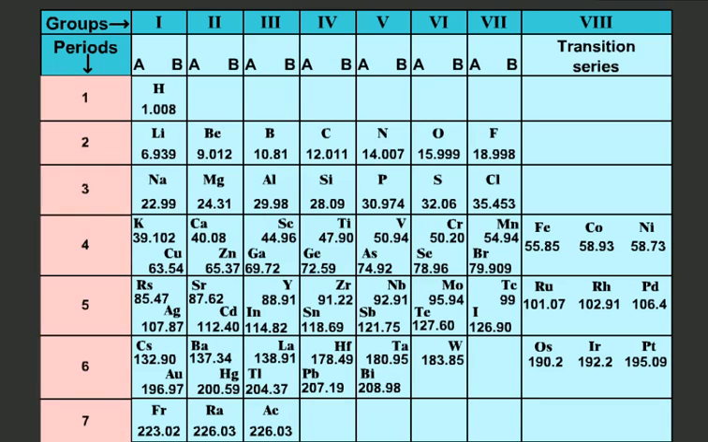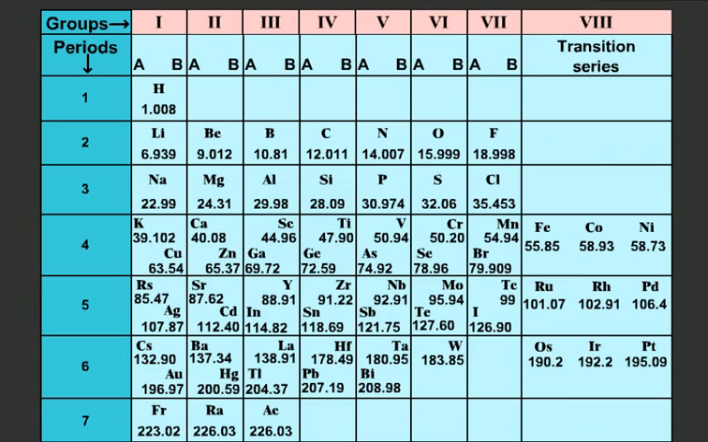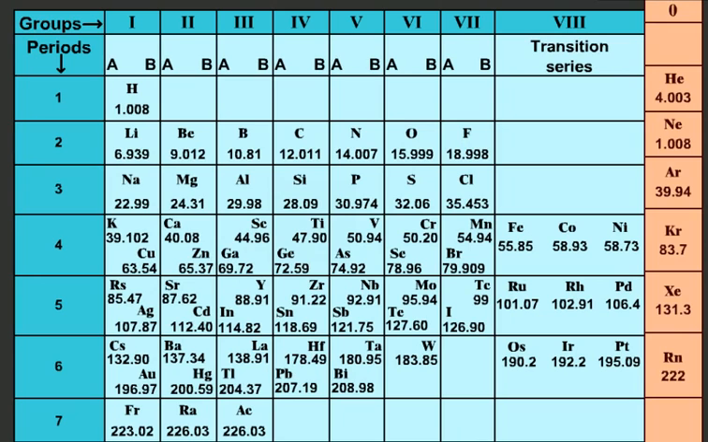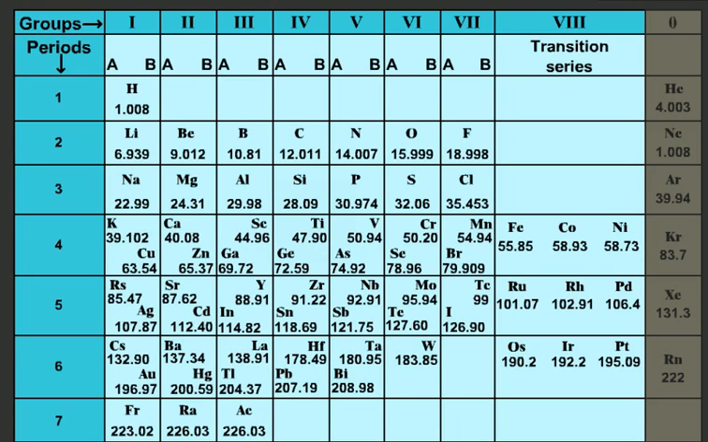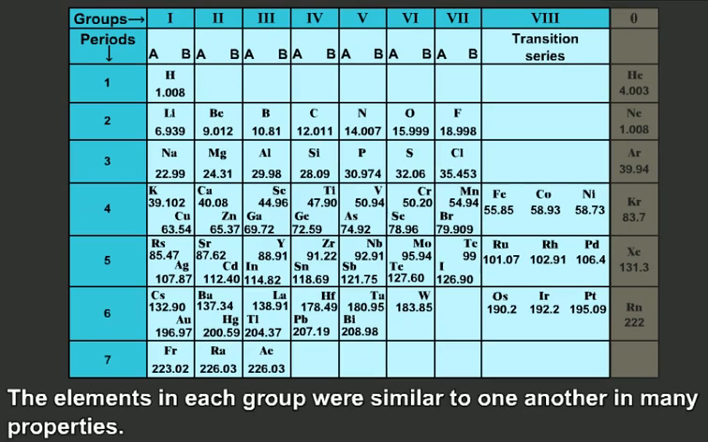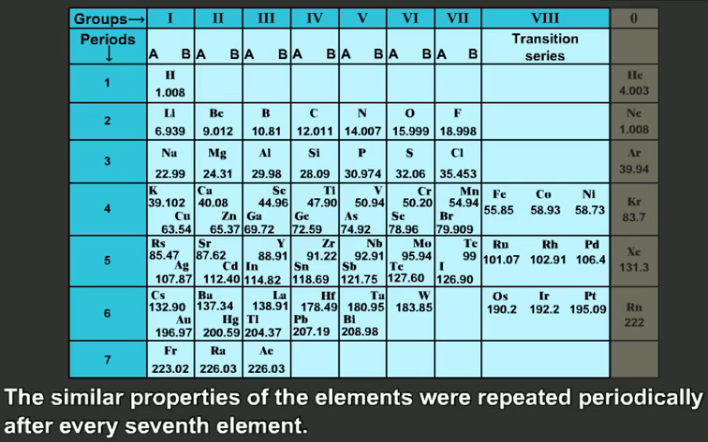There were 7 periods, that is horizontal rows, and 8 groups, that is vertical columns, in the original periodic table given by Mendeleeff. Out of 8 groups, 7 groups are of normal elements and 1 of transition elements. Noble gases or inert gases were not known at that time, so there was no zero group in Mendeleeff's original periodic table. The elements in each group were similar to one another in many properties. The similar properties of the elements were repeated periodically after every 7th element.